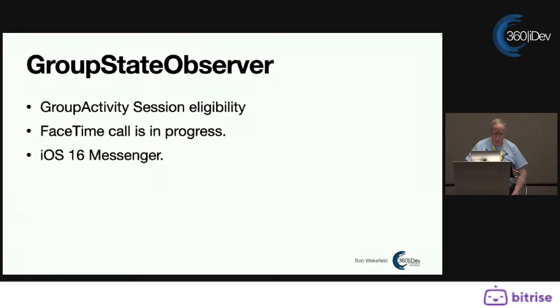The group state observer reports the session eligibility state. Either you can start a session or you can't. Previously, that meant whether a FaceTime call is in progress or not. With iOS 16, we can start sessions through Messenger, though I haven't done that yet.